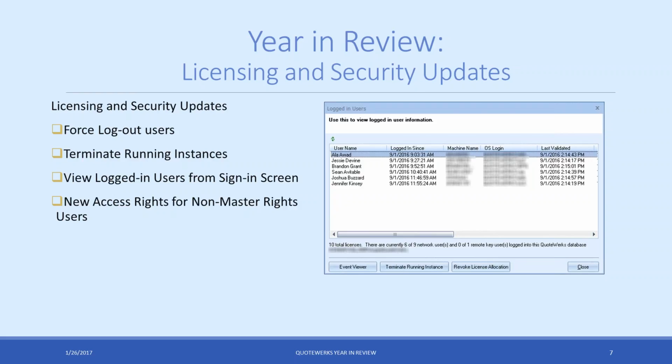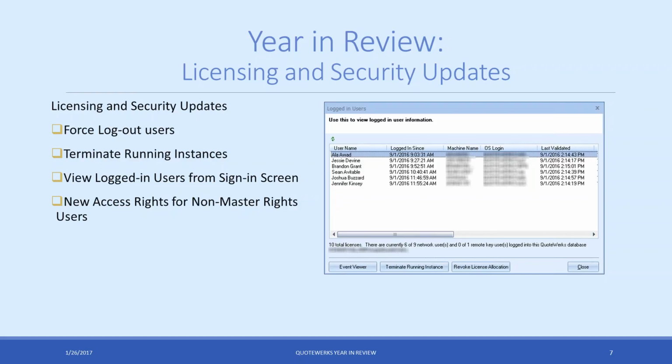So if you're going to start using this functionality, under Tools, My Preferences on the Miscellaneous tab in QuoteWerks, you can set up the autosave. That's something that we do recommend since this would allow you to essentially force users out of QuoteWerks. If you are going to terminate someone's instance, it will give them a 60-second window to log out of QuoteWerks to save their work before they are booted from the system. So again, we do recommend using the revoke license allocation so you can just free up a license for a user.